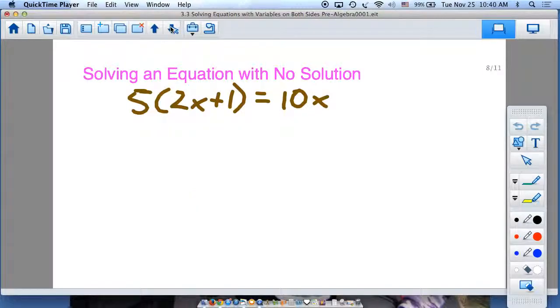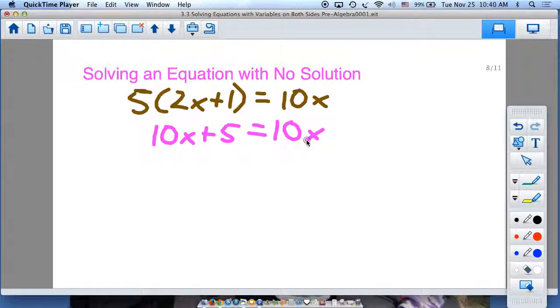Now we're going to look at something that is a little bit tricky and new for most of you. Some equations have no solution. That means there is not a number that you can put in for the variable to make the equation true. So in this problem, we're going to distribute the 5 to the 2x plus 1. When I do that, I have 10x plus 5 equals 10x.